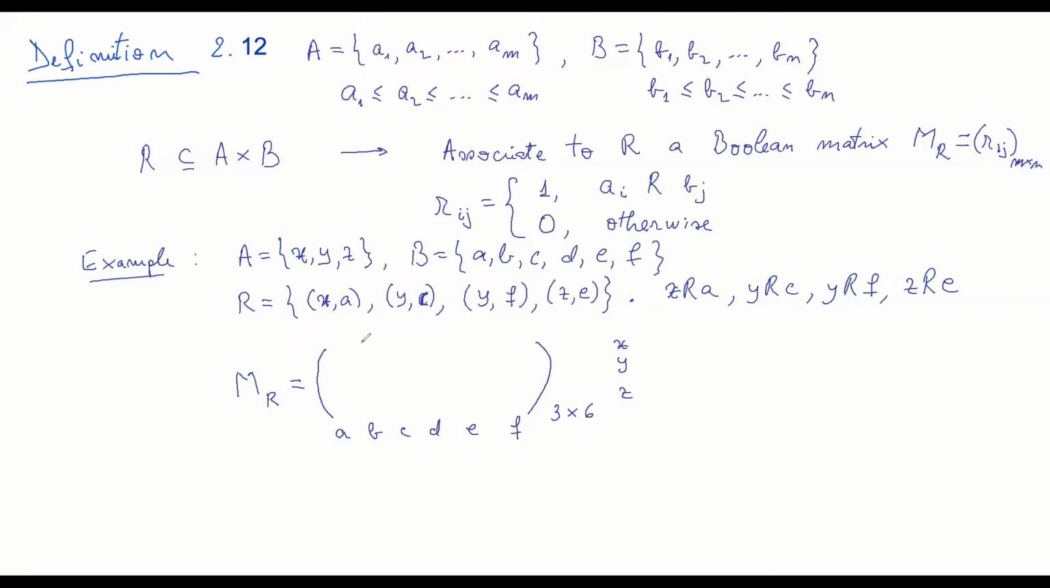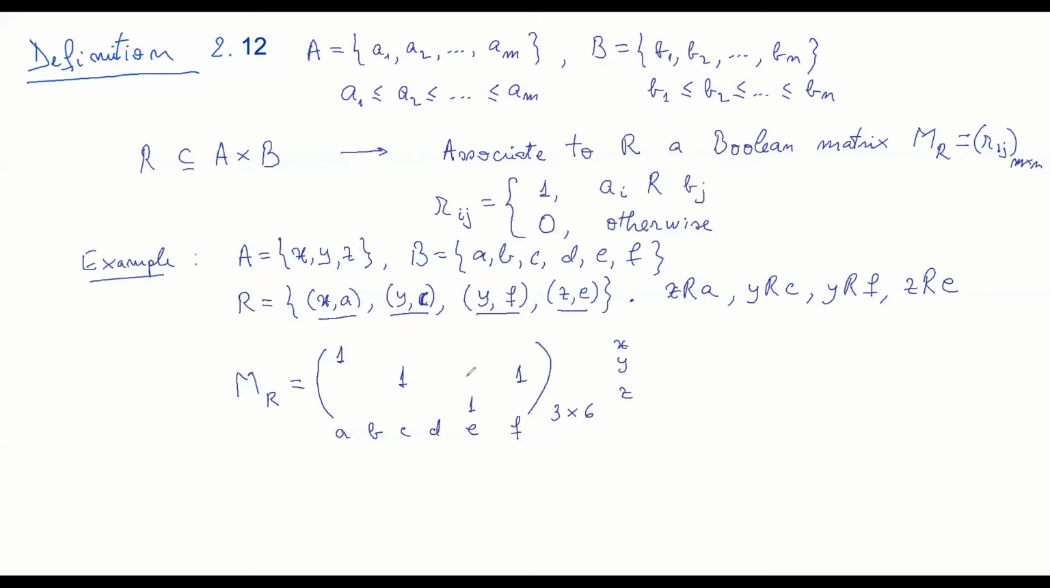So I'm just checking here. I see that X and A are in relation R. I'm representing all the things about X on the first row, and all the things related to A on the first column. So I'm going to indicate by 1 the position of X and A. They are in relation R, so it's going to be 1 here. Then I have Y and C. On the second row and third column, I'm going to have a 1 because Y and C are in relation R. Then we have Y and F, so I'm going to have 1 on this position. And then I have Z, E. So Z and E, I'm going to have a 1 here.